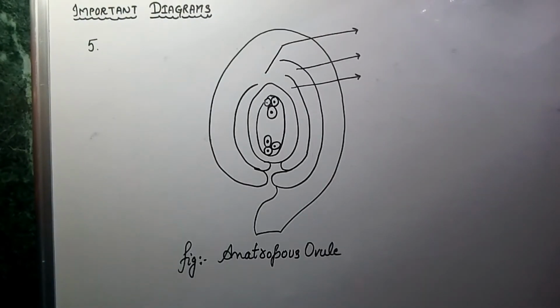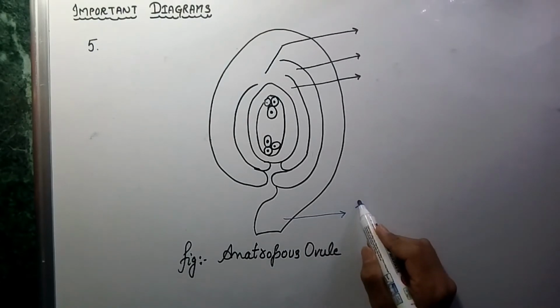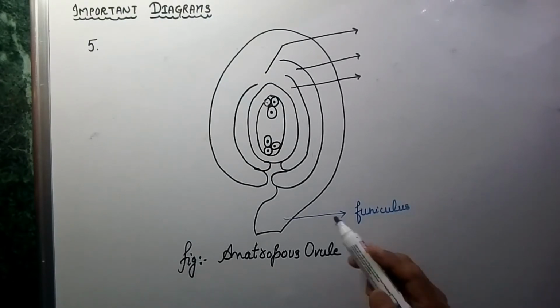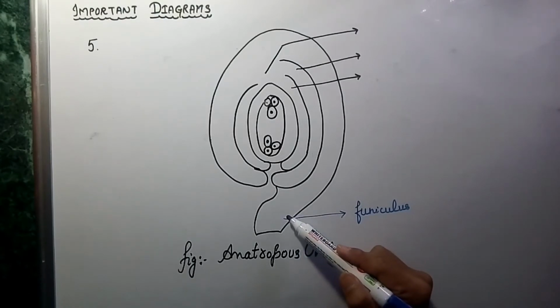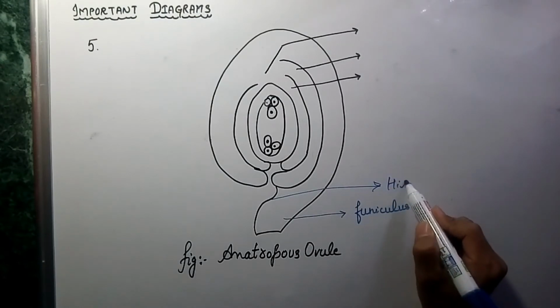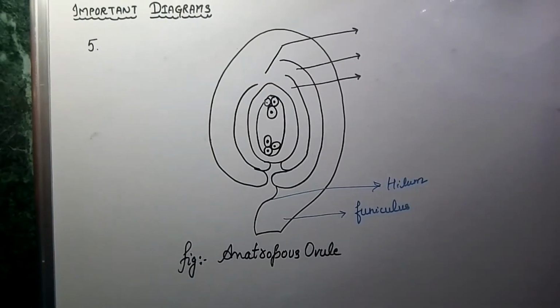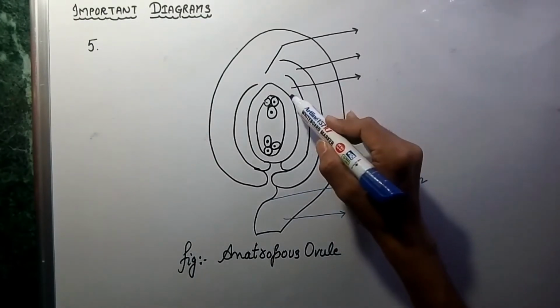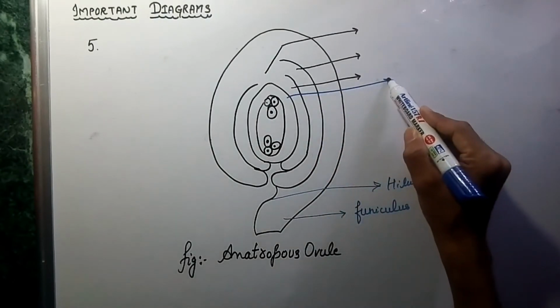In this diagram we will look at a type of ovule, an anatropous type of ovule. We know that the ovule is attached to the placenta by a short stalk, which is called funicle. The junction between the funicle and the ovule is called hilum, and this region is our hilum. And now the mass of cells grows and forms the nucellus, and this is our nucellus.